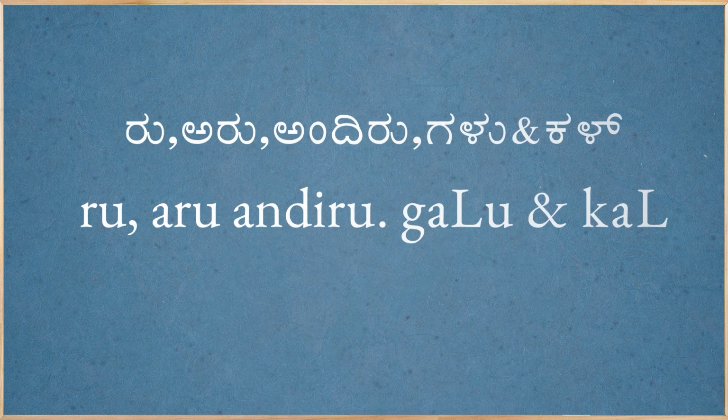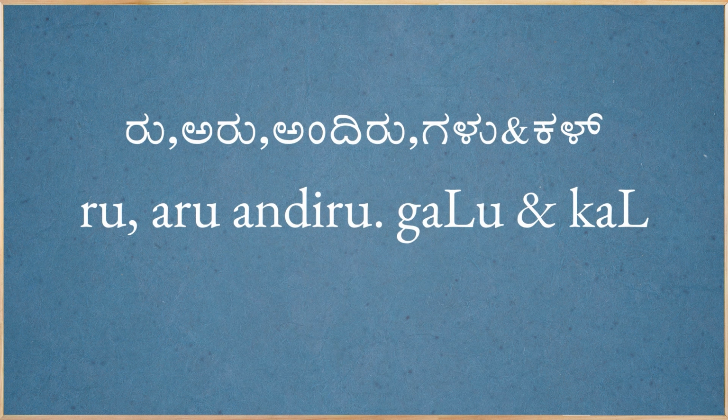In Kannada, plural form is achieved using various suffixes depending on the type of noun, its gender and the context. These markers add nuance and help convey respect, familiarity or a formal tone. Let us explore the commonly used plural markers Ru, Aru, Andiru, Galu and Kal with examples and contextual applications. Plural formation in Kannada. In Kannada, plural formation differs based on the type of noun. Now, let's break it down.